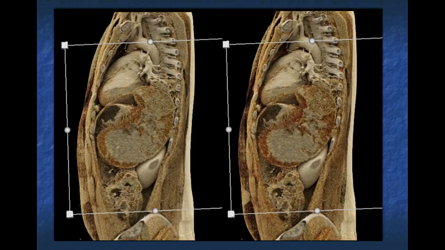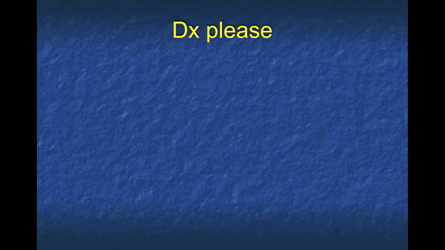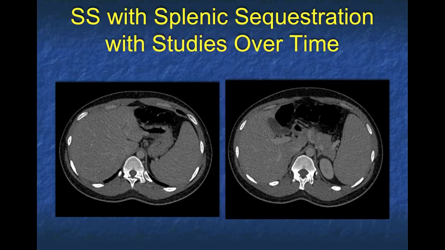But look at the sagittal view. Look how it looks like a coffee bean, which is a spleen. But look at that low density around the periphery. That's just a wonderful example of splenic sequestration. And you saw it from the original large spleen. This patient had sickle cell disease.